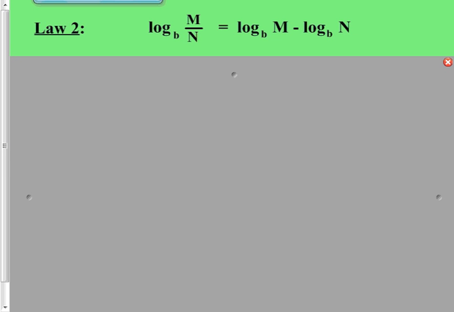The second law should look familiar to you somewhat as well. Very similar to law 2 from the exponents. It deals with an argument that has division going on. So we see on the left side of the problem there, log base b of an argument m divided by n. The law says that that little quotient there, that little division problem, can be split into a binomial, log base b of m minus log base b of n.